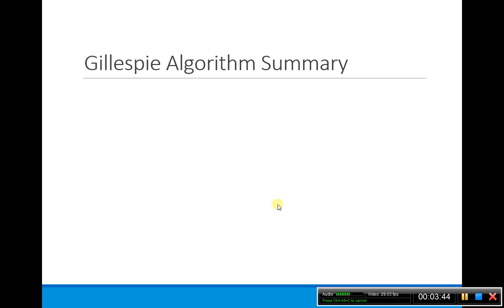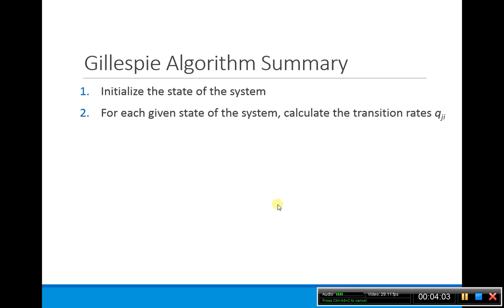Okay, so let me give you a summary of the Gillespie algorithm, and then we can go from there. The first thing that you're going to do, as you normally would, is figure out where you're at initially. So initialize the state of the system. If you're talking about a population, how many people do you already have in the system? So initialize your state, and then for each state of the system, calculate the transition rates.